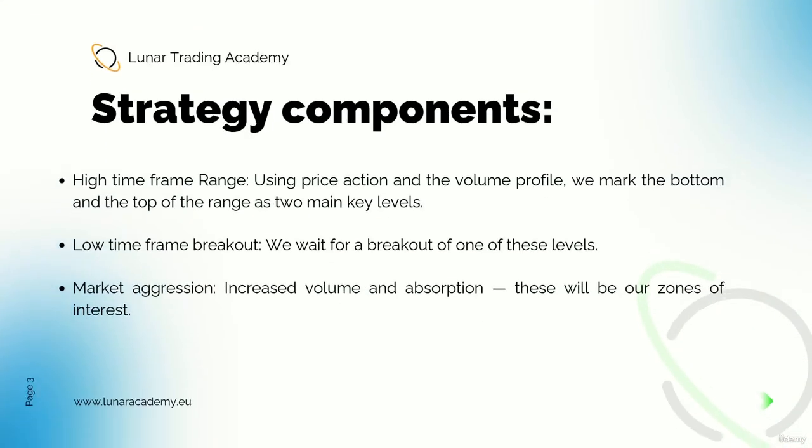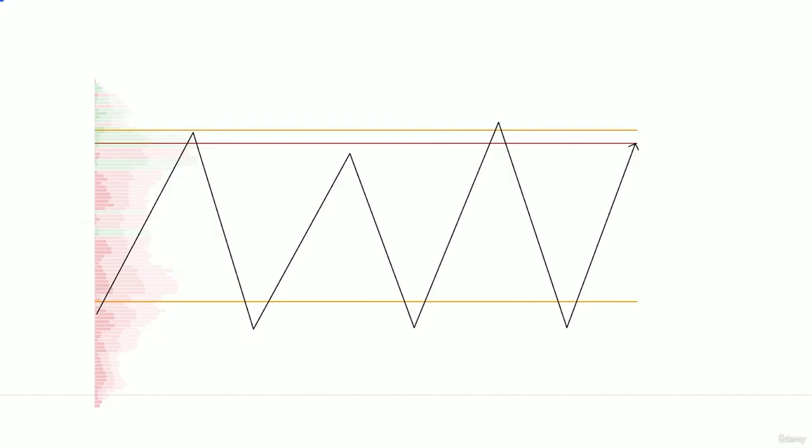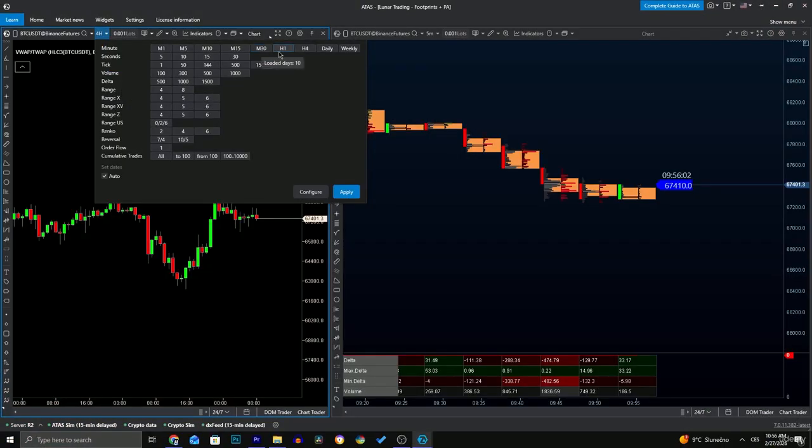Here are the strategy components. First, we need to see a high time frame range. Using price action and the volume profile, we mark the bottom and the top of the range as the two main key levels for potential breakouts. The range can be based on the 30-minute, 1 hour or 4-hour time frame. It depends on how quickly you want to take trades. We personally like to use 1 hour and 4-hour ranges.